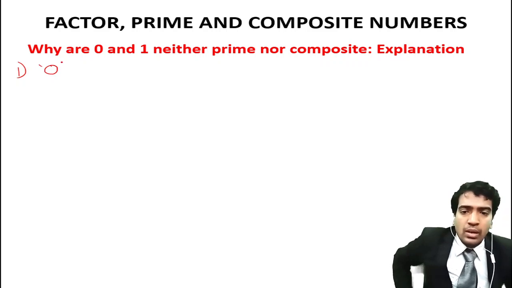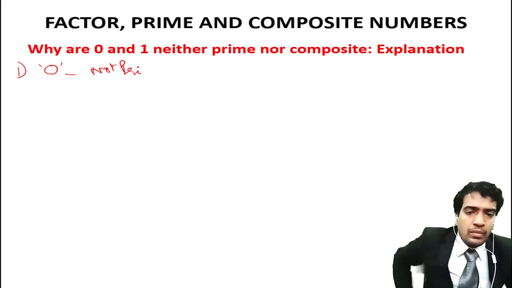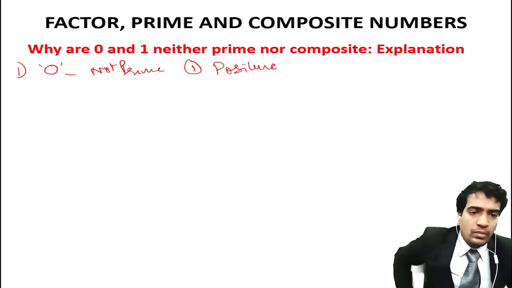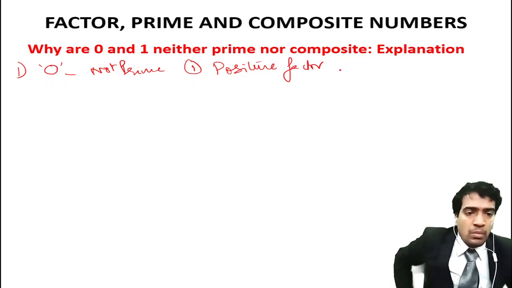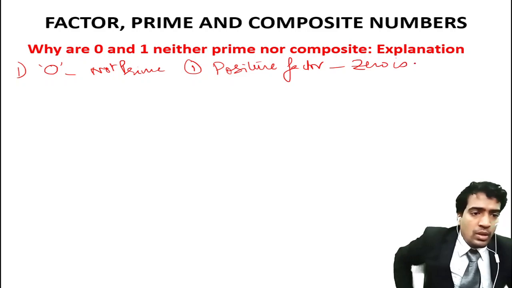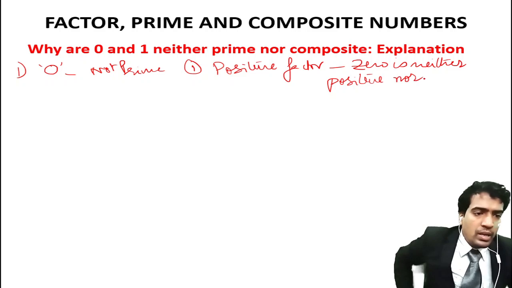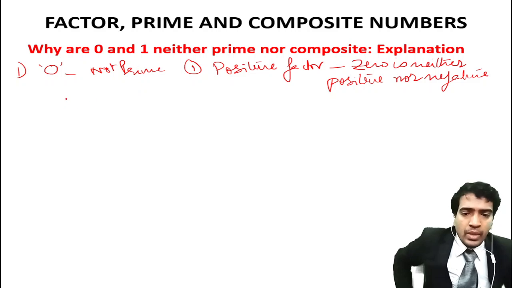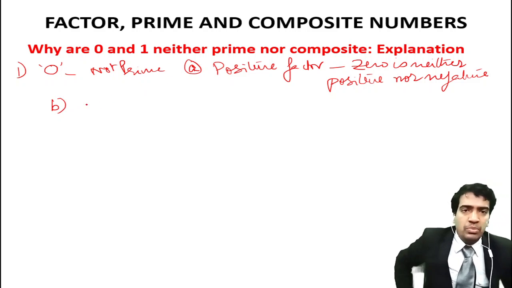Let us take the number 0. Why is it not prime? The first condition is that it should be a positive integer. But 0 is neither positive nor negative. Right? Let us call this condition A. What is the second condition? Let us call this B.